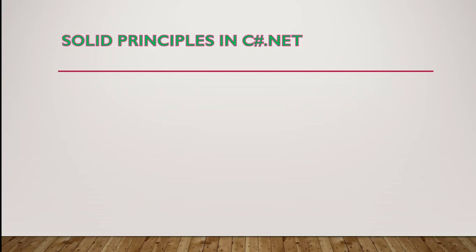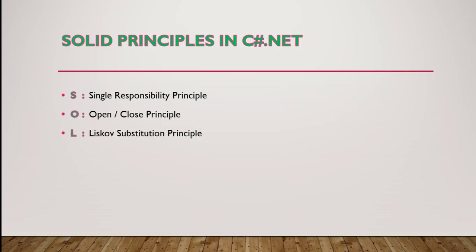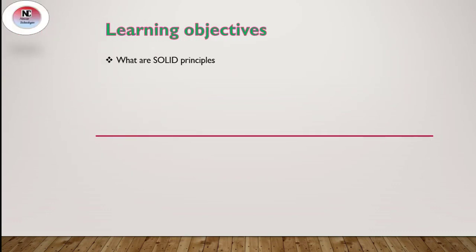In SOLID, S stands for Single Responsibility Principle. O is Open/Closed Principle. L means Liskov Substitution Principle. I means Interface Segregation Principle, and D means Dependency Inversion Principle. In this video, we will learn what SOLID principles are, what their use is, and each principle in detail. So let's get started.